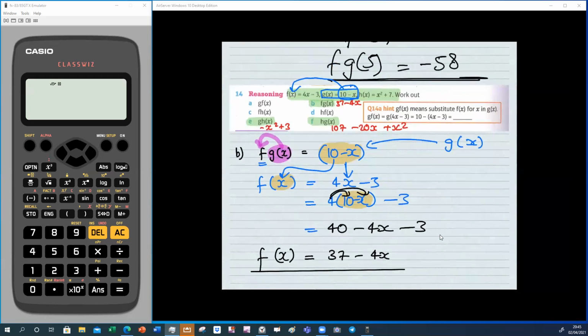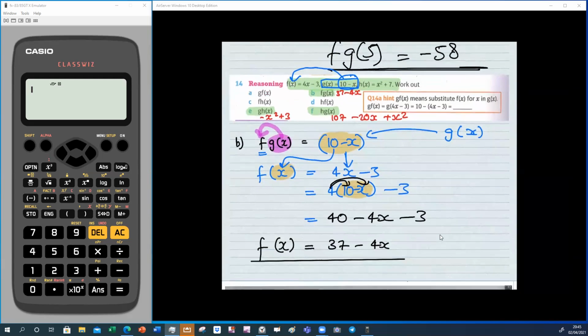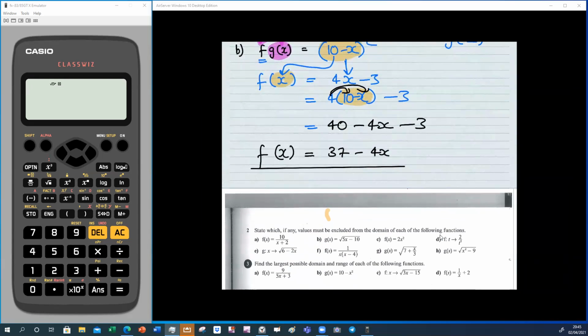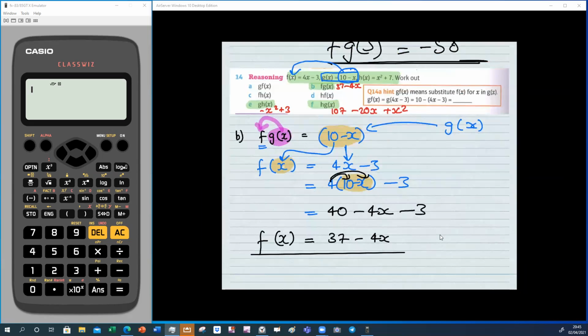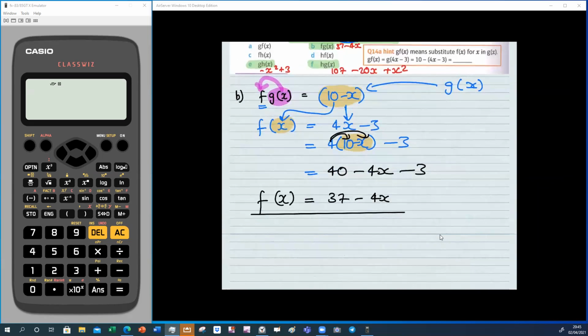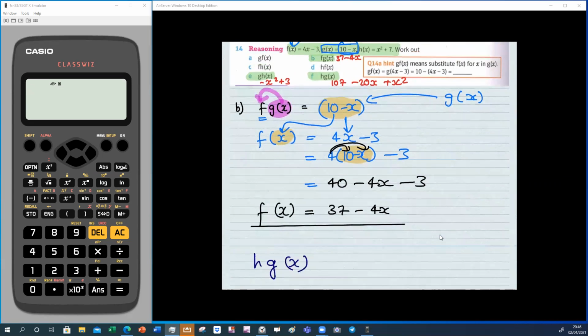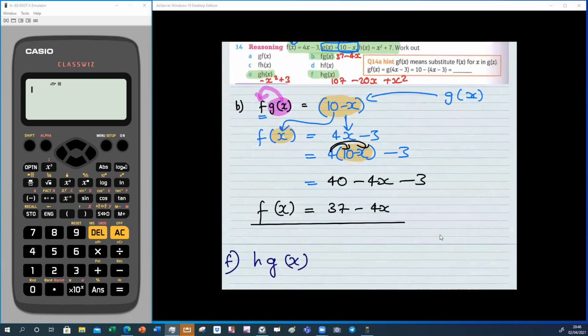So we are getting the algebra for the one equation we're putting into the second one. So now, we seem to have got the answer. So let's have a look at hg of x now. So let's add another page onto that. And let's grab that question. Hg of x is the next question, which is question F. And we have to put, now which one?